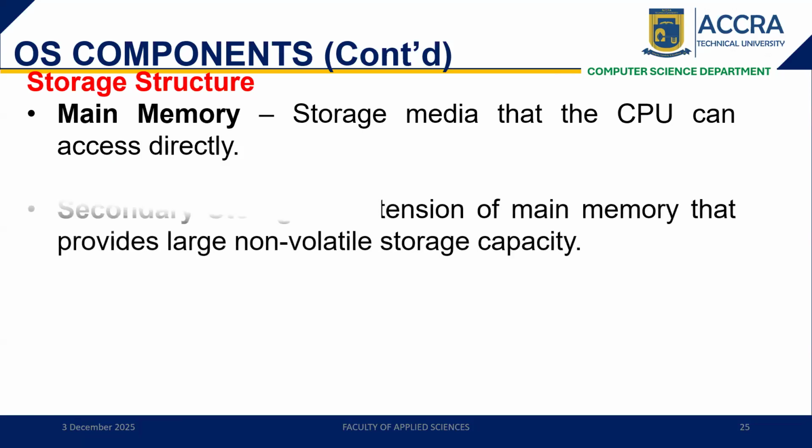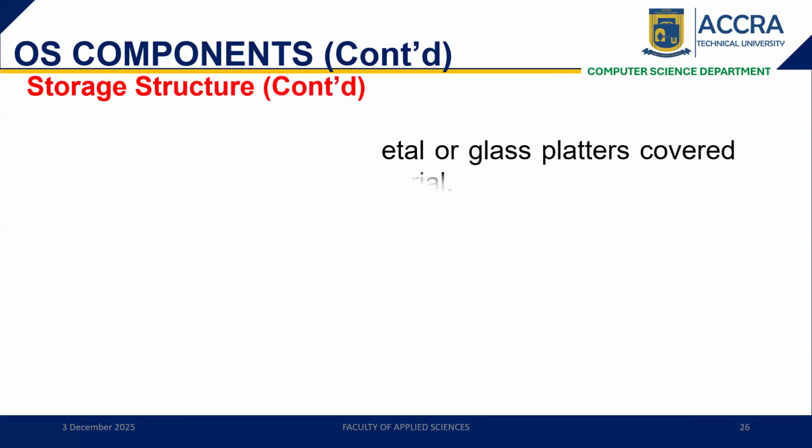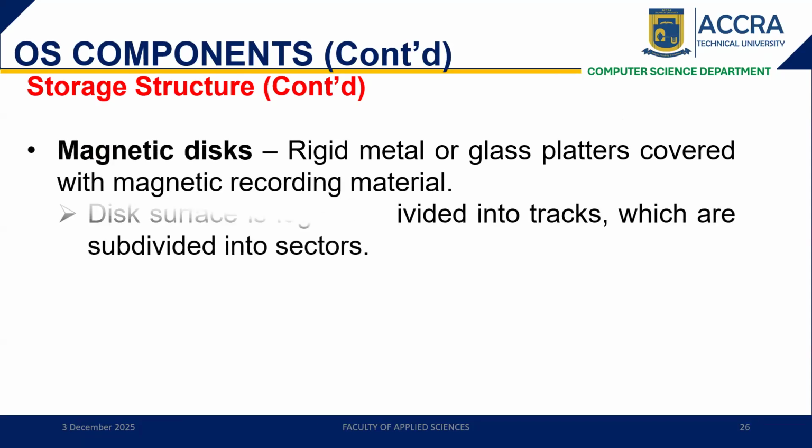Basically our random access memory. The secondary storage is the extension of the main memory that provides large non-volatile storage capacity. So it is always higher than our primary memories as well. And then we also have the magnetic disk, rigid metal or glass platters covered with magnetic recording materials. The disk surface is normally divided into tracks, which are subdivided into sectors.